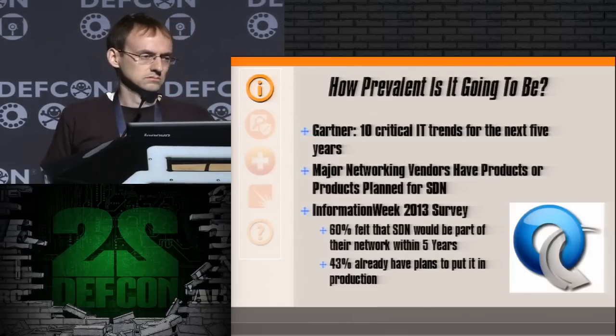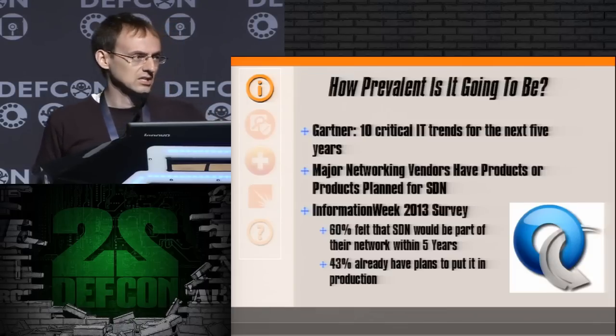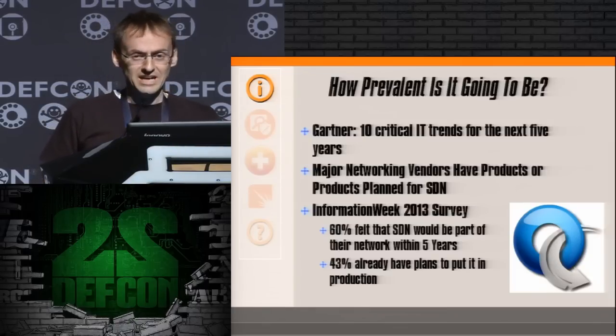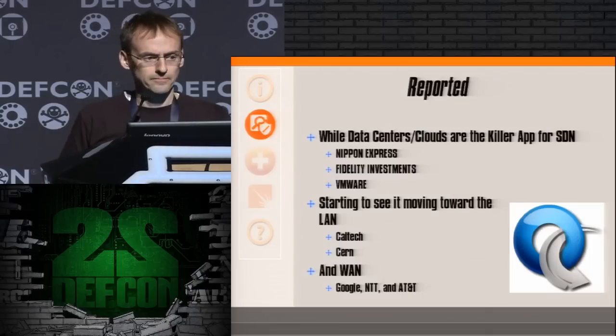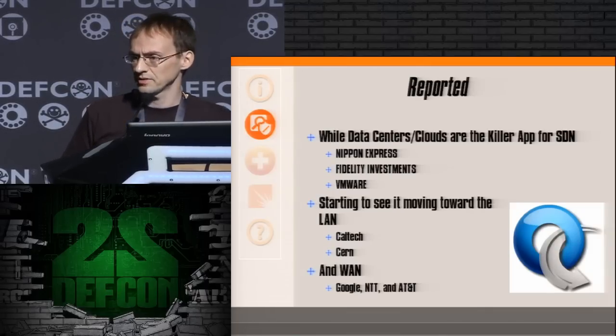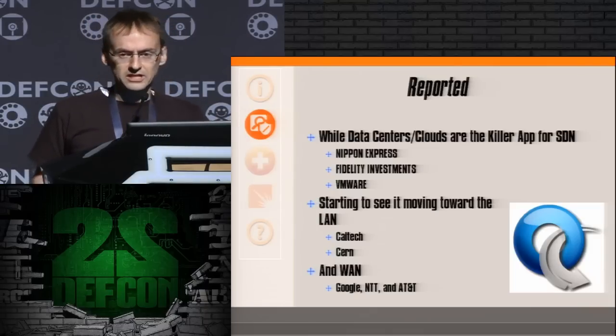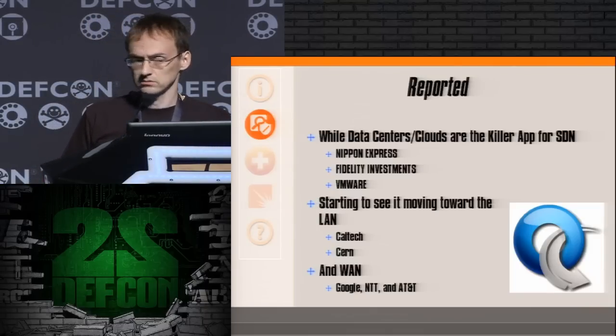60% felt that SDN would be part of their network within 5 years. 43% already have plans to put it in production. It's actually here now. Data centers in the cloud space: Nippon Express, Fidelity Investments, VMware. In fact, this is considered the killer app for it, and the expectation is actually higher in the cloud space, 80%. And then, of course, we're seeing it in the LAN with Caltech and CERN, and the WAN as well, already here. Google has it on one of their major backbones. NTT and AT&T, everyone is rushing forward into this.